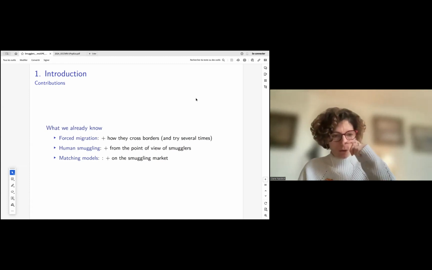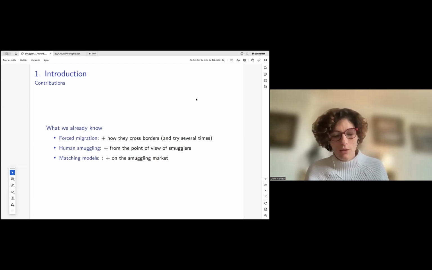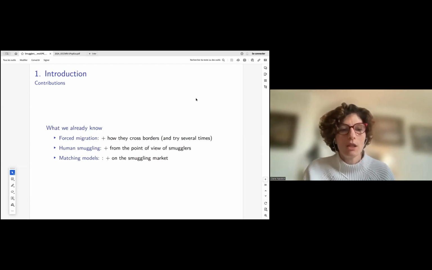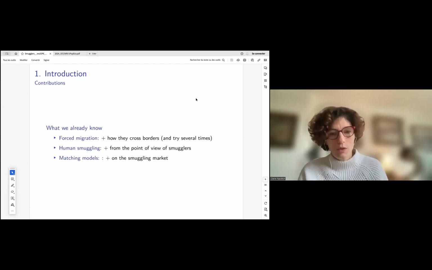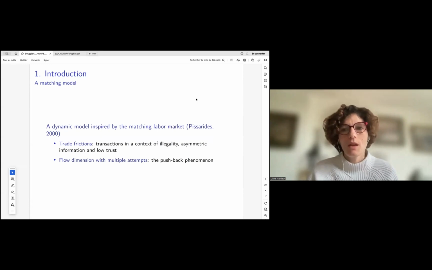Then there's a literature on human smuggling that looks more at the point of view of the smuggled people and not at the smugglers. And finally, there have been matching models, but mostly on the host countries and not on the smuggling market. All right, so we designed a matching model. It's inspired by the matching labor market by Pissarides.